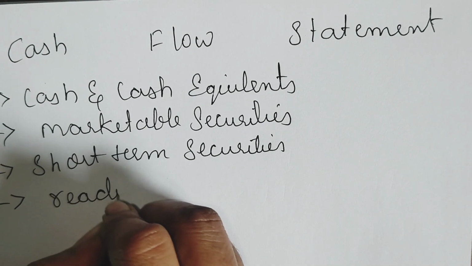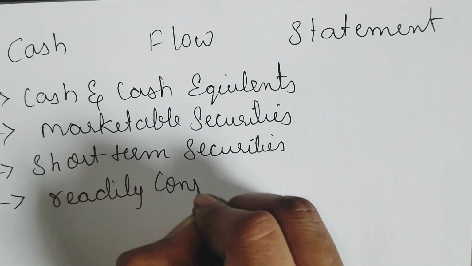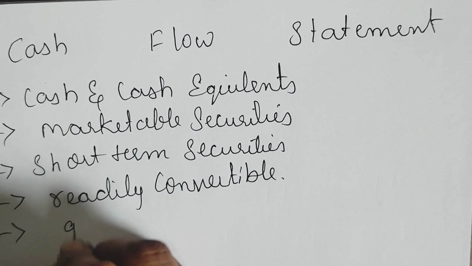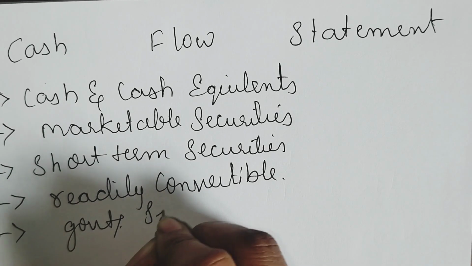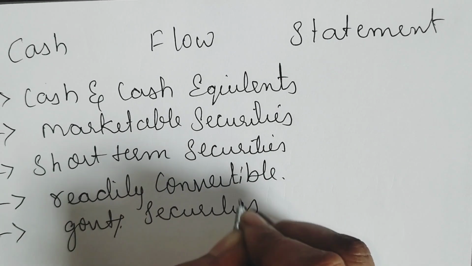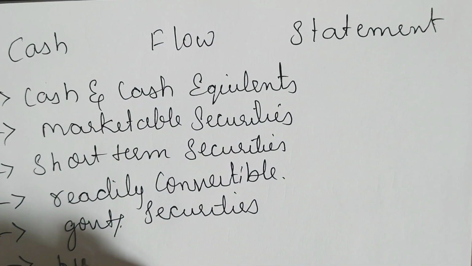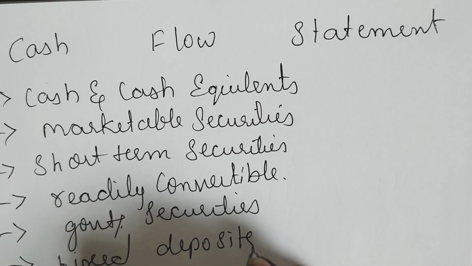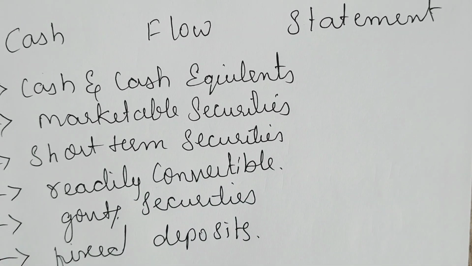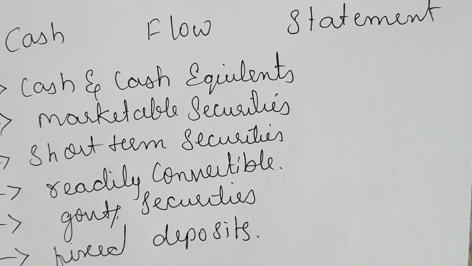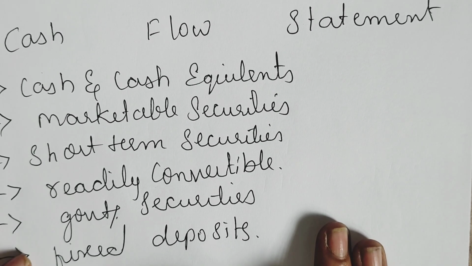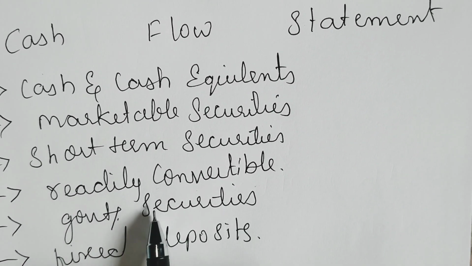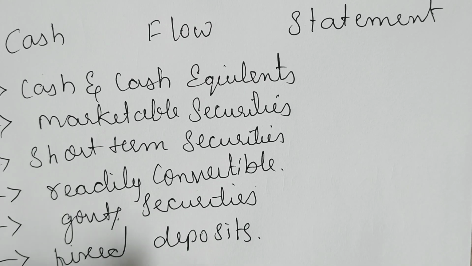Readily convertibles. Government securities. Fixed deposits. See, these are all what you will call cash only. Here you need to understand this. Cash means not only cash that you have in hand; cash includes the cash equivalents also: marketable securities, short-term securities, readily convertibles, government securities, fixed deposits.